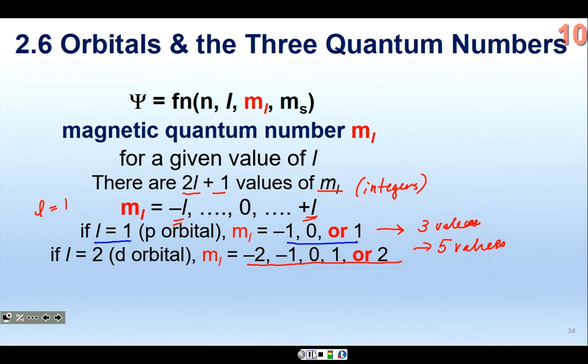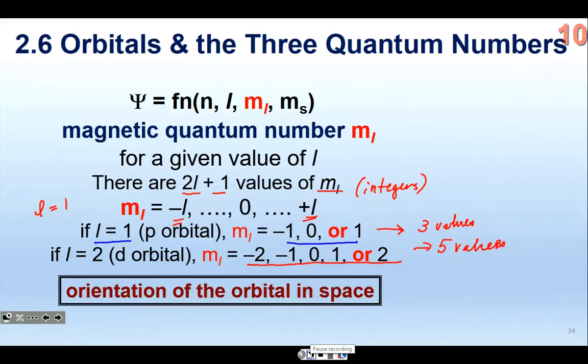The next quantum number. Each of these magnetic quantum numbers reflects a different orientation of an orbital in space.